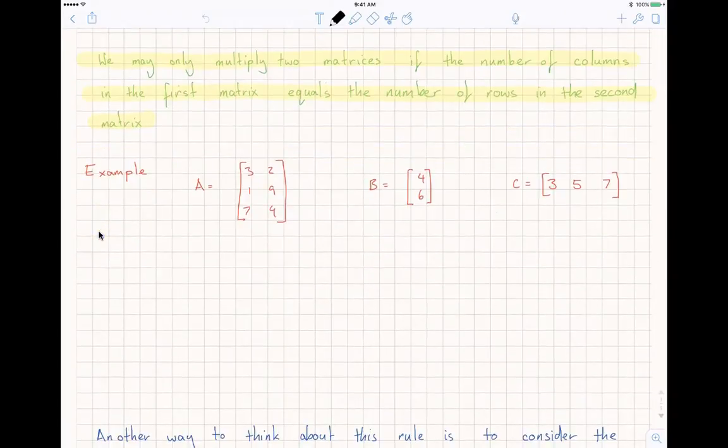So we may only multiply two matrices if the number of columns in the first matrix is equal to the number of rows in the second matrix.